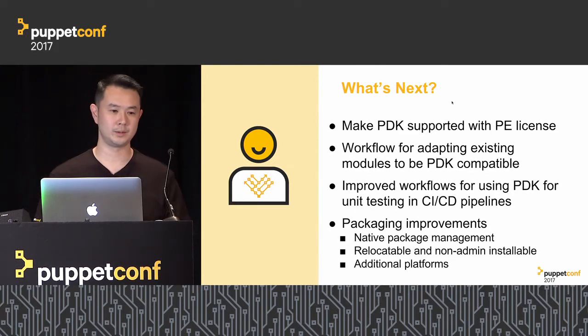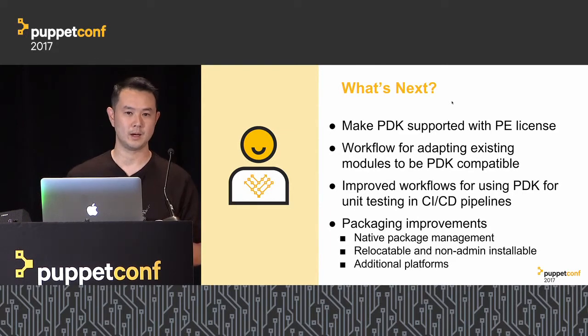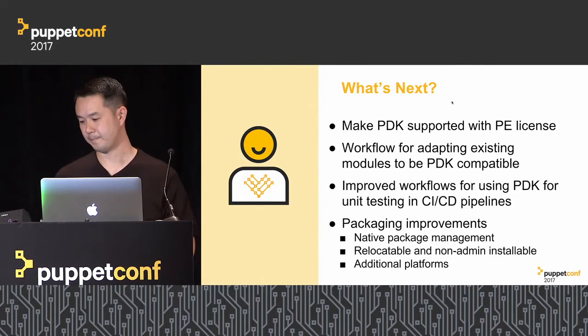Another thing that we want to do in the near term is package improvements. What we stress a lot is developing natively, whether you're on Windows, Linux, or OS X, you'd want to be able to do all of that natively. And part of that is being able to manage your installations natively. So we'll be working on a Chocolatey package for Windows, Homebrew for Mac, and Yum and apt support for your Red Hat and Debian installations.